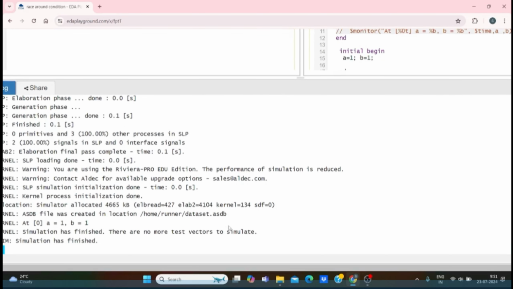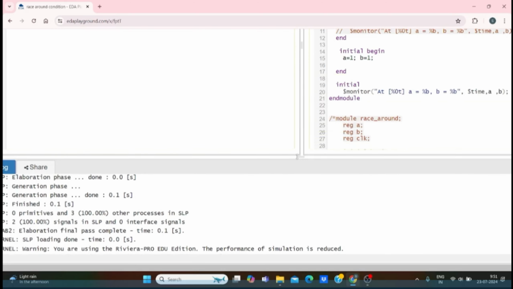With that confusion, here I have taken two initial blocks. In the first initial block, I have taken A equal to 0, B equal to 1. In the second initial block, I have taken A equal to 1, B equal to 1. Now, at time 0, only one of the initial blocks is simulated. Here the second initial block is simulated, but based on the simulator, either the first or the second block could be simulated. So the A equal to 0, B equal to 1 value is not executed, and you can't see that value. This is called race around condition.